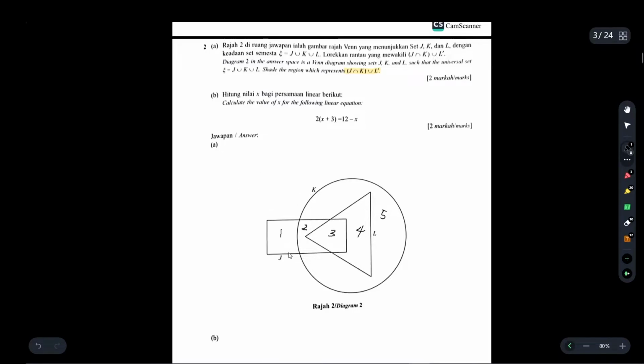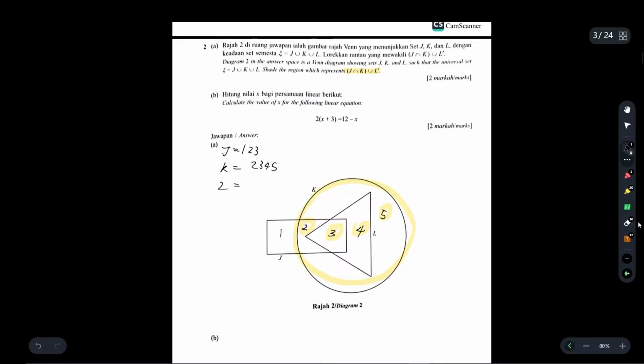First of all, we will be looking at J. We can see that it's a rectangle, and it has the parts 1, 2, 3. So we can just write it like this, 1, 2, 3. And then we look at K. We can see that K is a circle. Let me erase this just to not confuse you guys. K is a circle. And what are the numbers that are included in this circle? Yep, 2, 3, 4, 5.